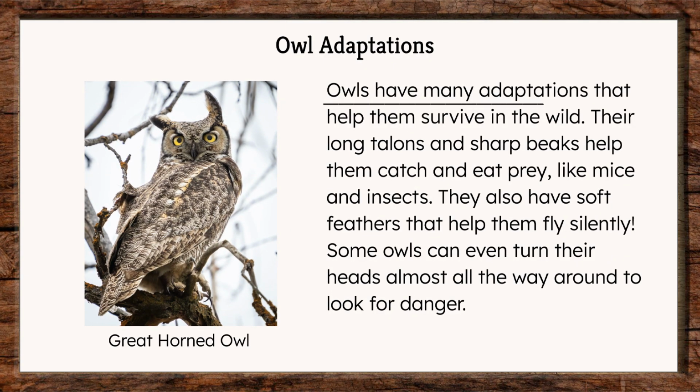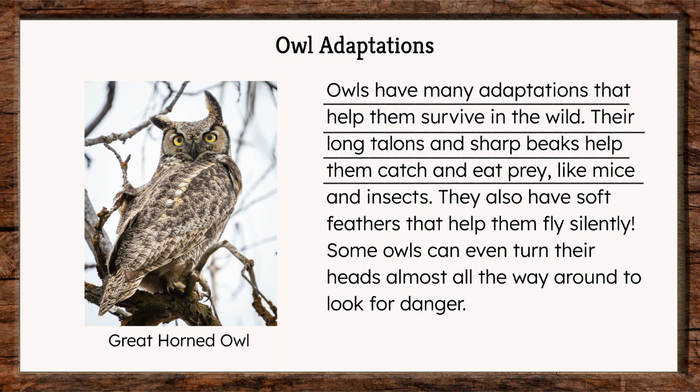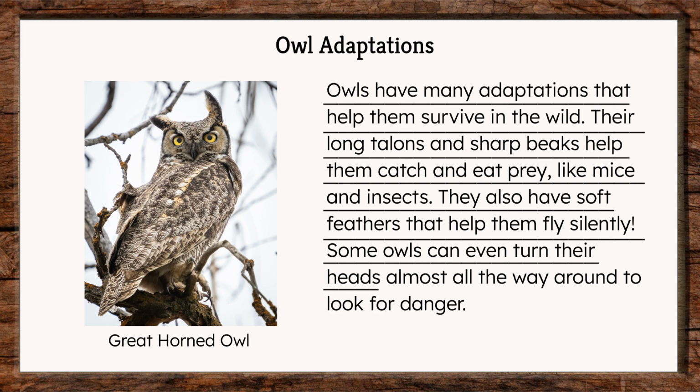Owls have many adaptations that help them survive in the wild. Their long talons and sharp beaks help them catch and eat prey like mice and insects. They also have soft feathers that help them fly silently. Some owls can even turn their heads almost all the way around to look for danger.